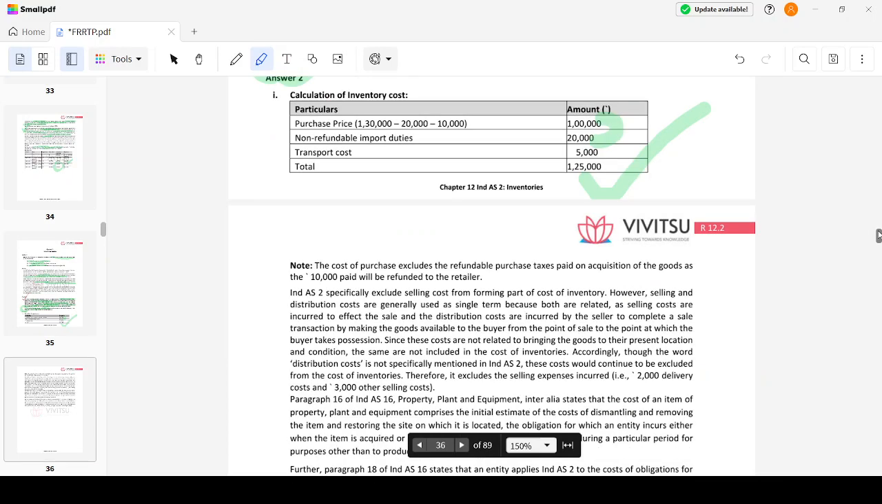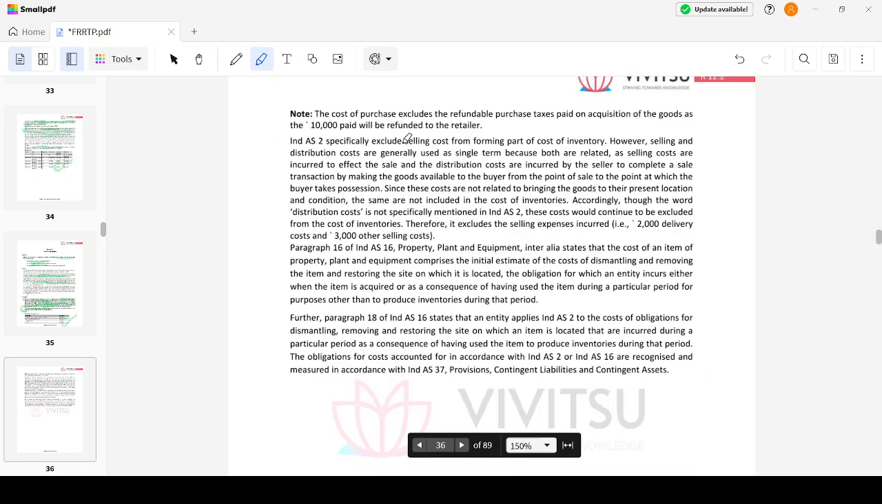Then, Ind AS 2 specifically excludes selling cost from forming part of inventory. However, selling costs are generally used as a single term because they relate to selling, and sale and distribution are excluded. Since these costs are not related to bringing the goods to their present location and condition, the same are not included in the cost of inventory. Although the word is not specifically mentioned, these costs continue to be excluded. Therefore, it excludes selling expenses incurred: 2,000 delivery and 3,000 selling cost.